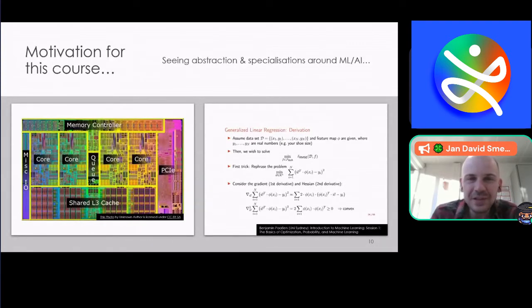So when we are seeing this abstraction and specializations around machine learning and AI, it is likewise to the fact that not everyone knows how chips are constructed, but we still do a lot of things using them. And likewise, we don't need to have everybody look at and understand the foundations of machine learning and AI in order to be able to use them these days. And that's a really important observation.